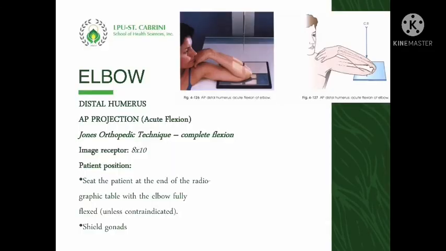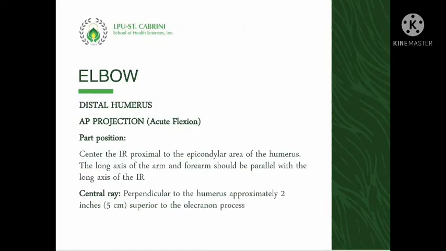When fractures around the elbow are being treated using the Jones orthopedic technique, where the elbow is in complete or acute flexion, the frontal projection must be made through the superimposed bones of the AP arm and PA forearm. Let's start first with the projection for the distal humerus. So the patient is in seated position at the end of the radiographic table with their elbow fully flexed.